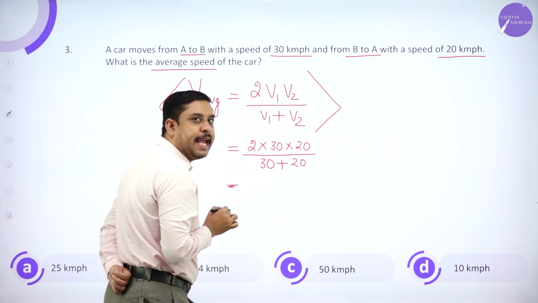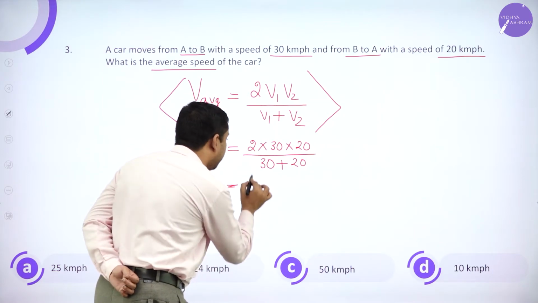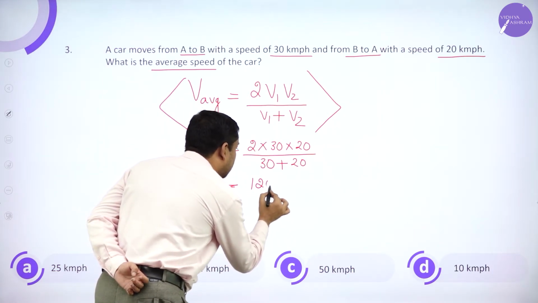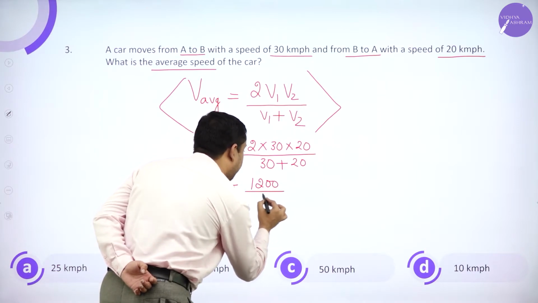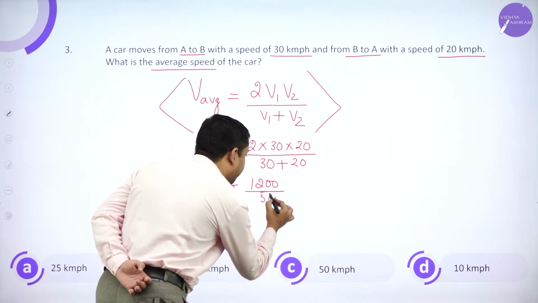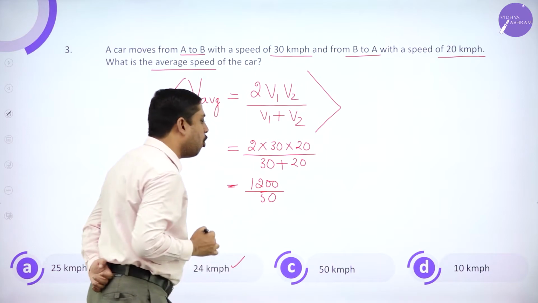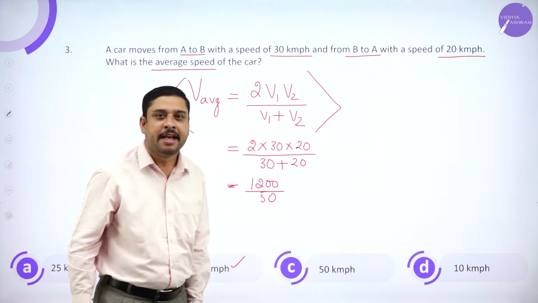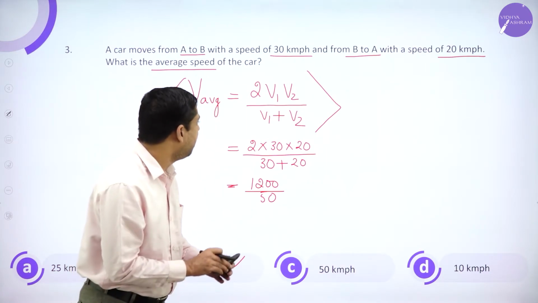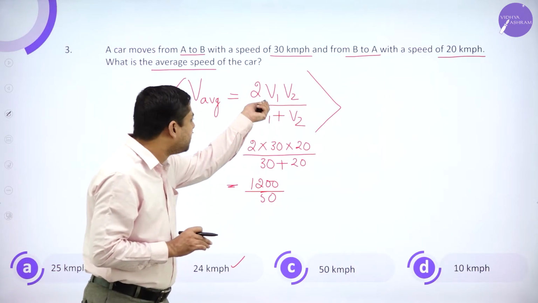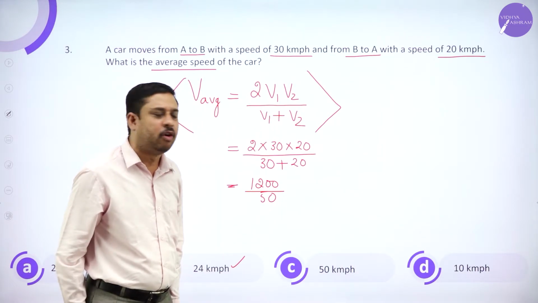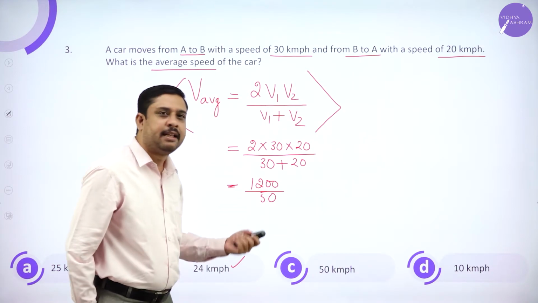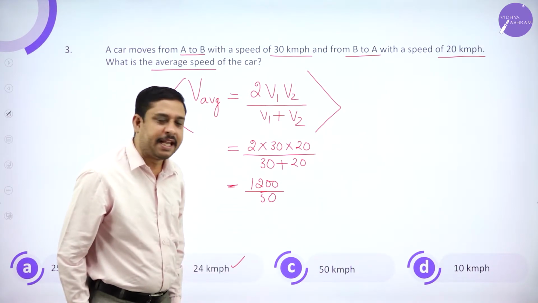30 into 20, 600 into 2, 1200 divided by 50, 24 kilometer per hour is the answer. See, very simple. Remember one simple formula, yes, getting the answer is very, very easy.